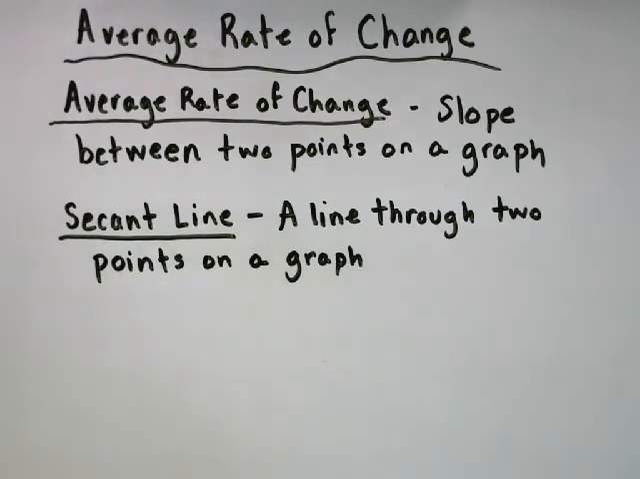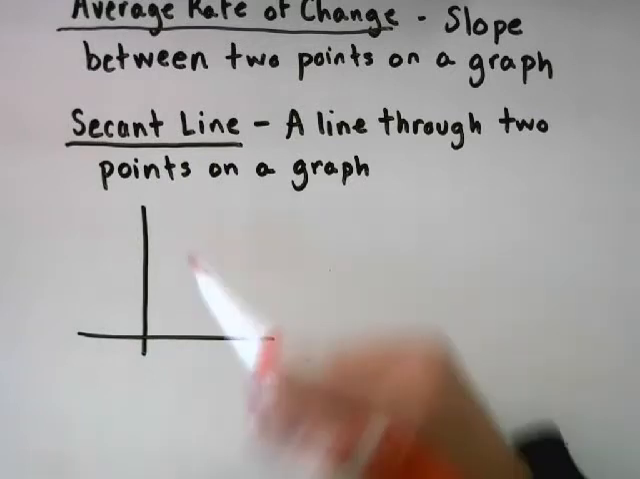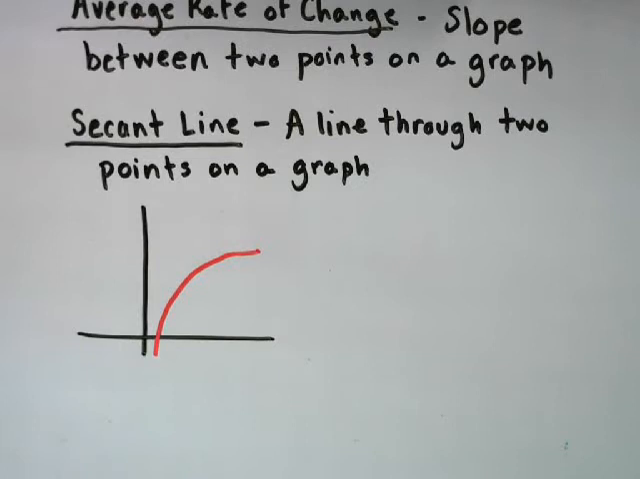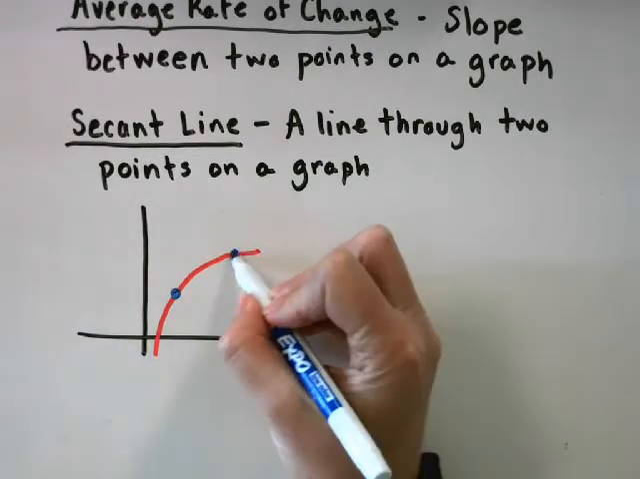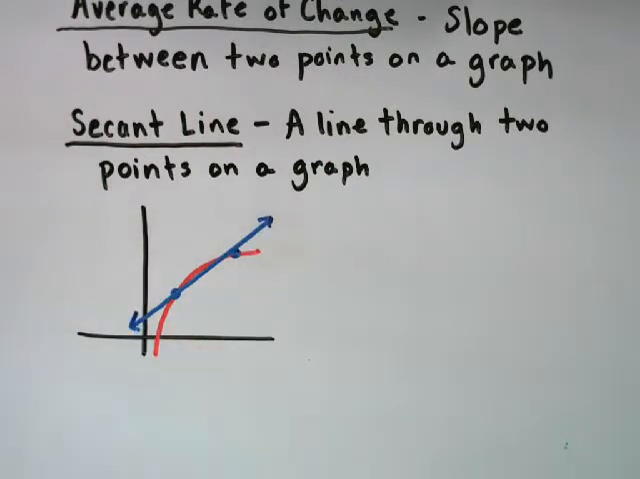The next definition we have is for a secant line. A secant line is a line through 2 points on a graph. So let's say I have some graph and I pick 2 points on this graph. The secant line is going to be the line that goes through those 2 points.